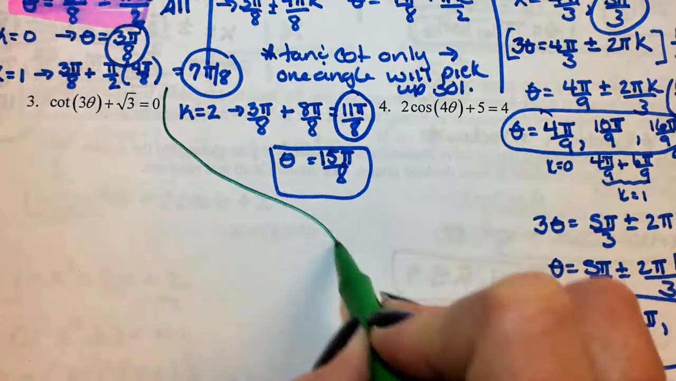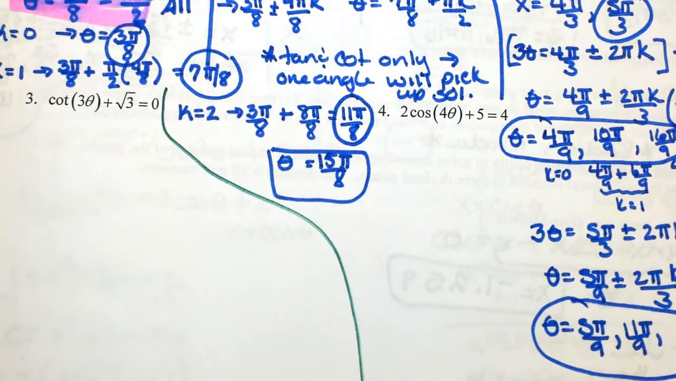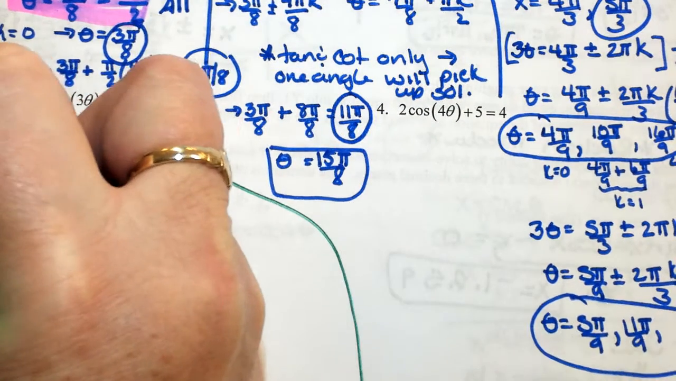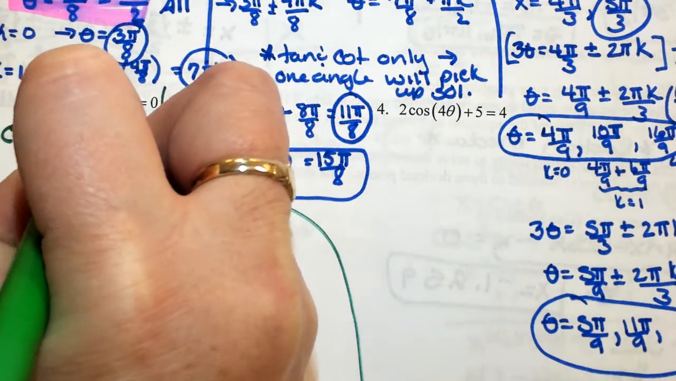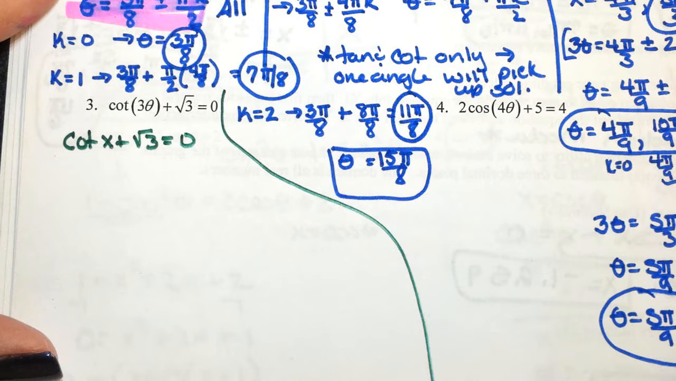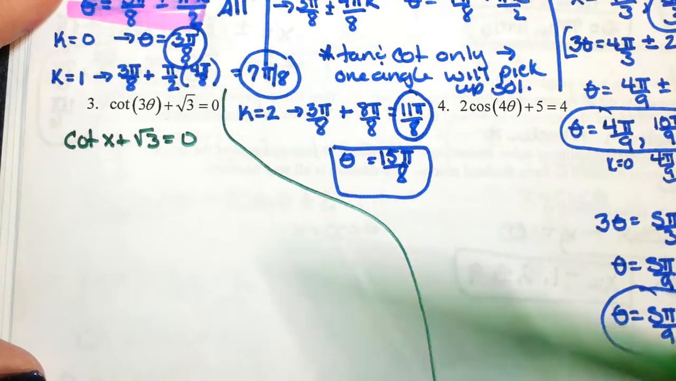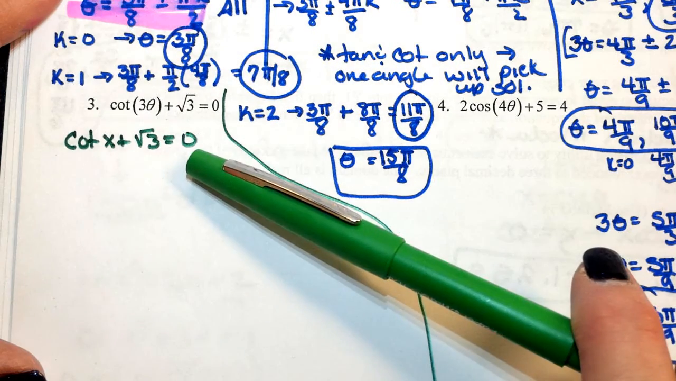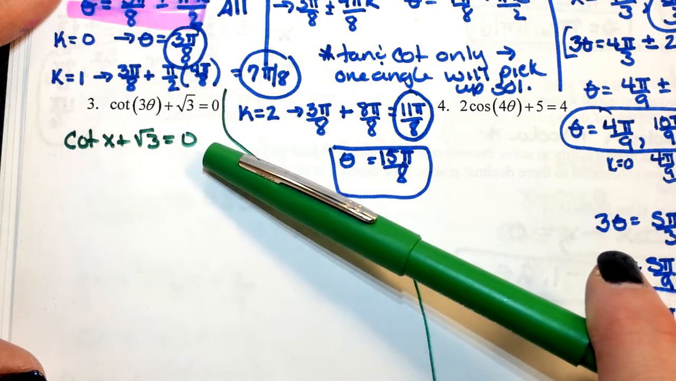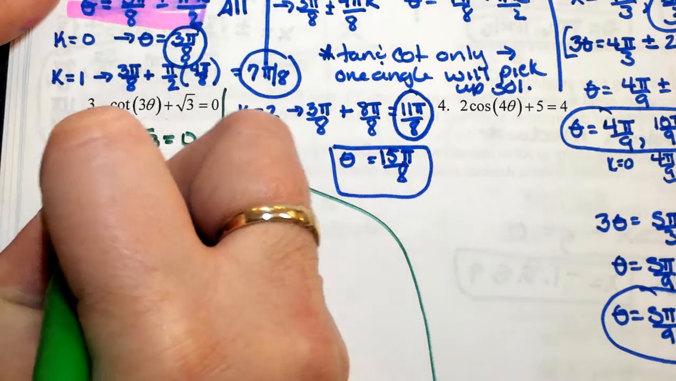Number 3. First of all, cotangent of 3 theta plus square root of 3 is equal to 0. Is this my good news or bad news situation? Good news, because again, I know that when I rewrite this as the cotangent of x plus square root 3 is equal to 0, how do I solve this? What's my first step to solve this here? What am I going to do to get cotangent by itself? Subtract square root 3.